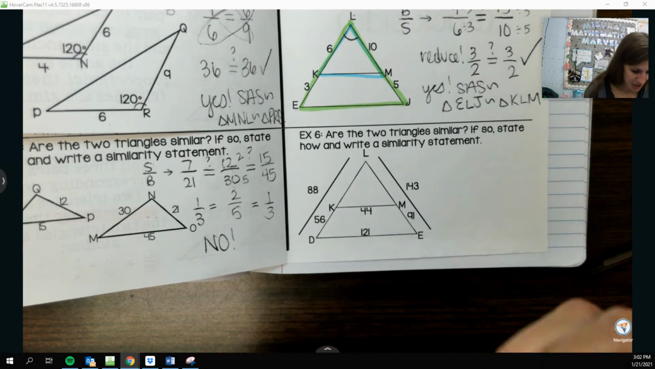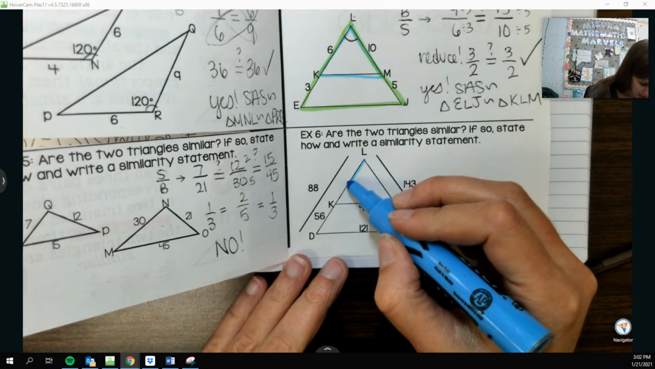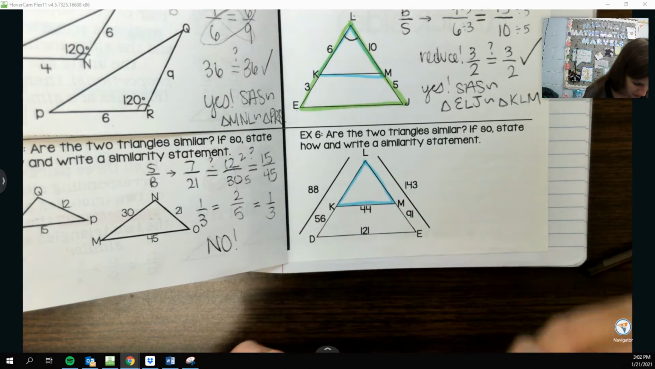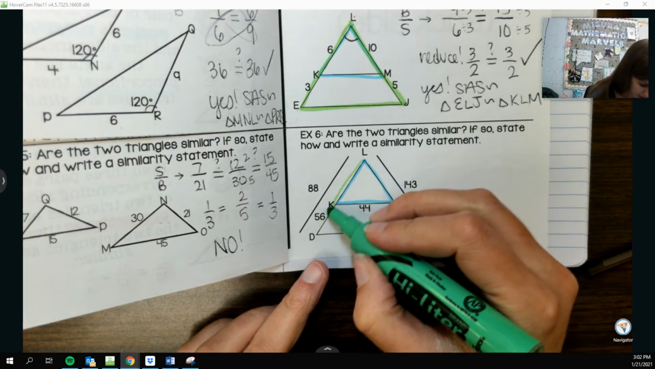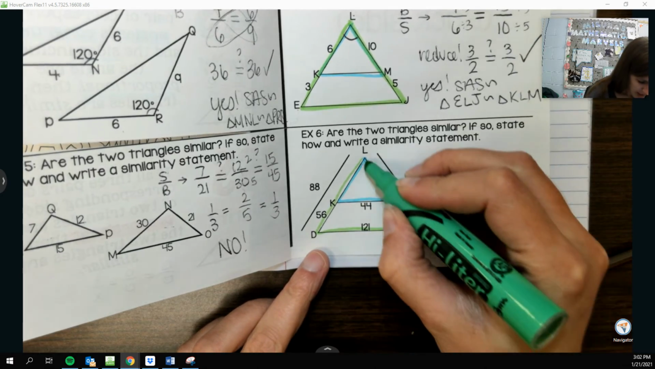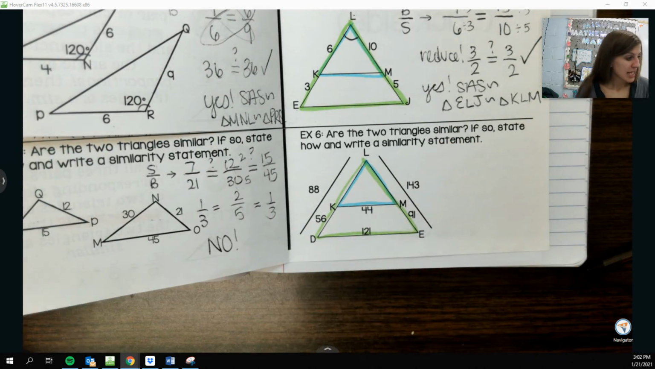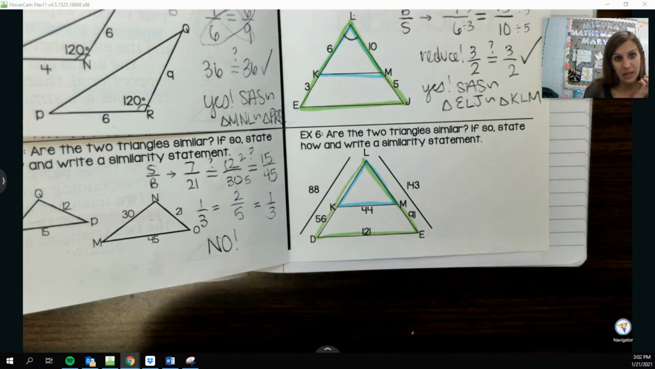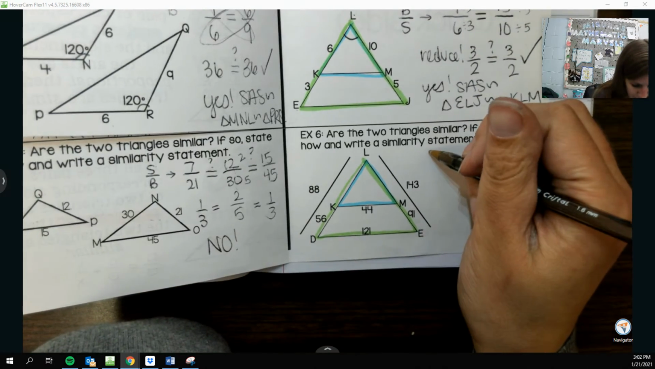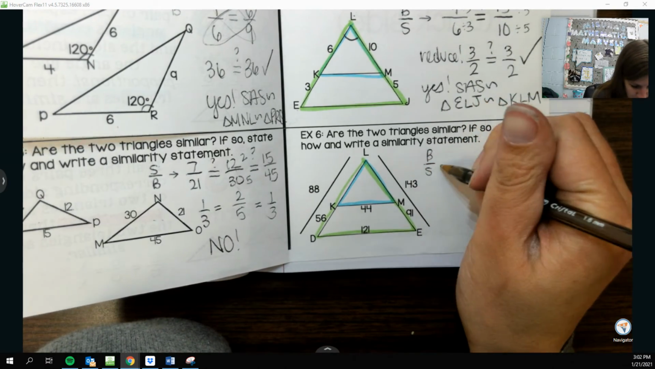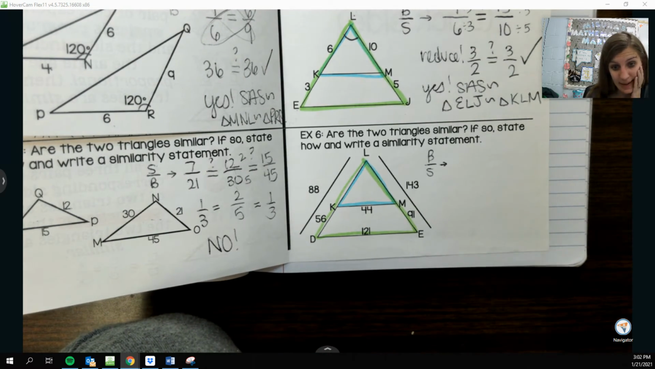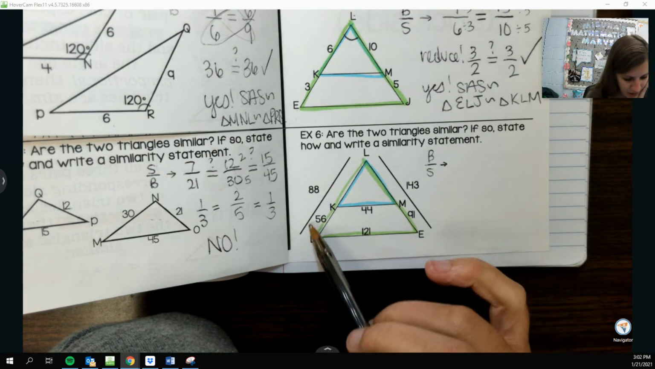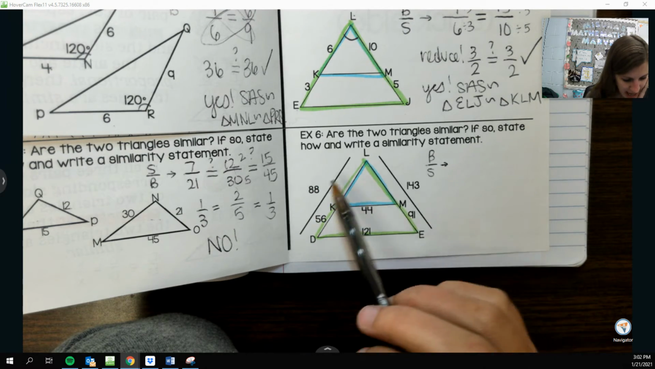So again, the two triangles we want to be looking at are the small one here and then the large one outside. And I can see that they're wanting me to try side, side, side because all the sides are labeled. So this time we'll go big over small just to change it up. But then I'm going to go in order from smallest to biggest side. So on the big triangle, the smallest side that I have is 88.